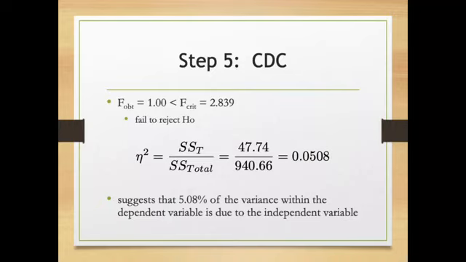Our eta square would be the sum of squares for the treatment divided by the sum of squares for the total. This value tells us that approximately 5.08% of the variance within the dependent variable is due to the independent variable.